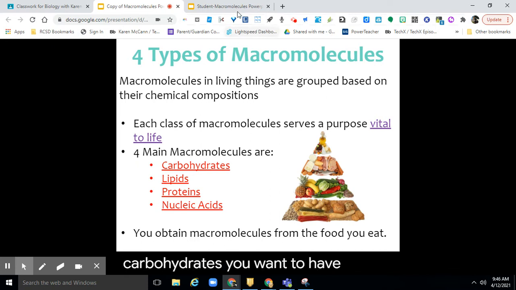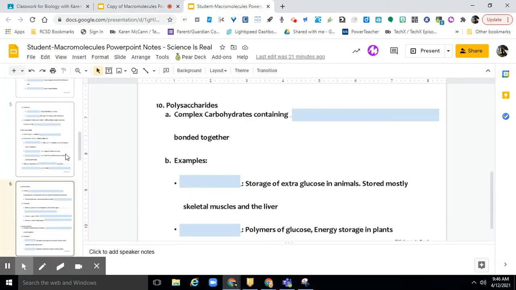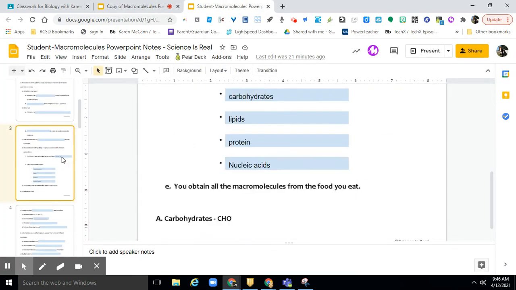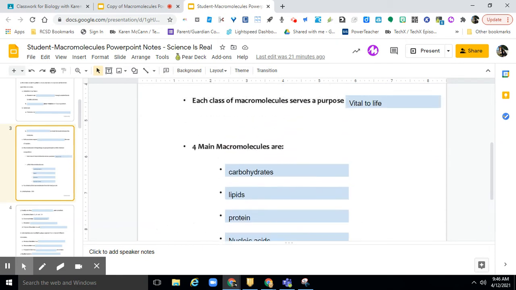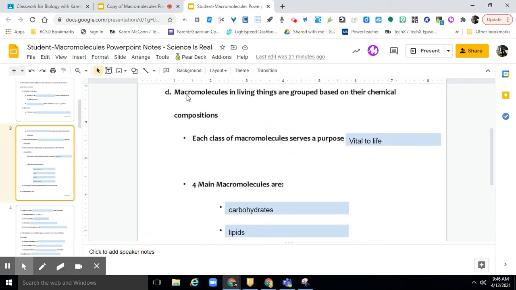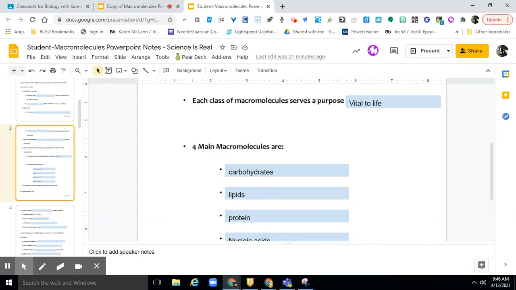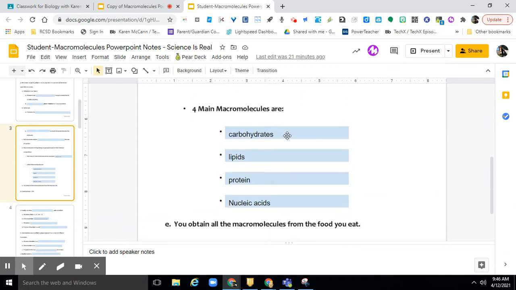You want to have your notes open, and we are on page 3 of your notes. I filled in part of it for you already. So what we just went over is right here. Macromolecules in living things are grouped based on their chemical composition. Each class of macromolecules serves a purpose vital to life. You may pause this video to type if you'd like. The 4 main macromolecules are carbohydrates, lipids, proteins, and nucleic acids. And you obtain all the macromolecules from the food you eat.